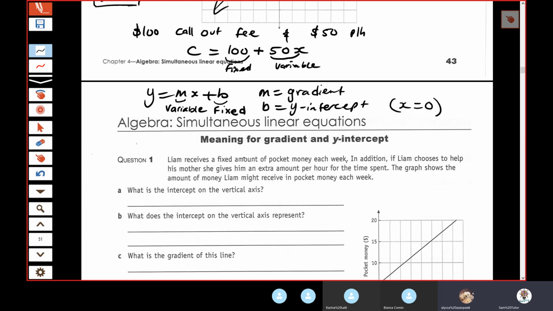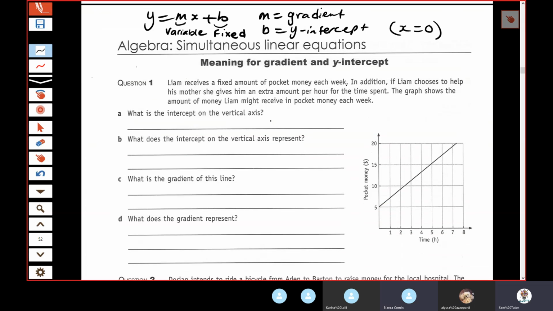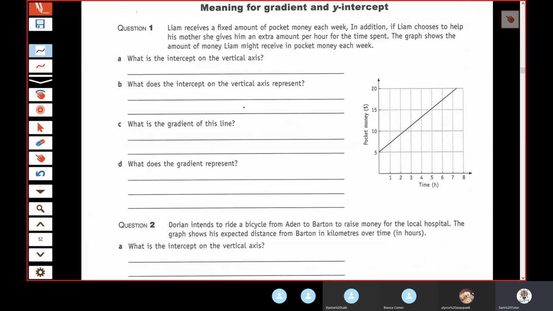Make sense? Anyone confused? No. Done. Let's have a read of here. And I think as you see the applications, it'll make even more sense. So Liam receives a fixed amount of pocket money each week. In addition, if Liam chooses to help his mother, she gives him an extra amount per hour for the time spent. And I just pretty much explained that. The graph shows the amount of money Liam might receive in pocket money each week. So if he doesn't work, he gets paid a fixed amount, and then, as he works, he gets paid a little bit more every hour.